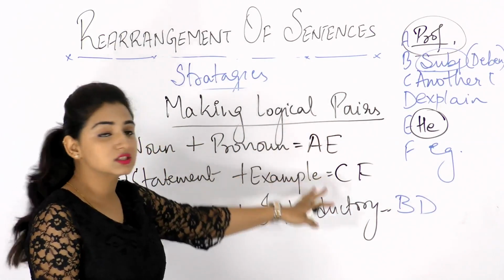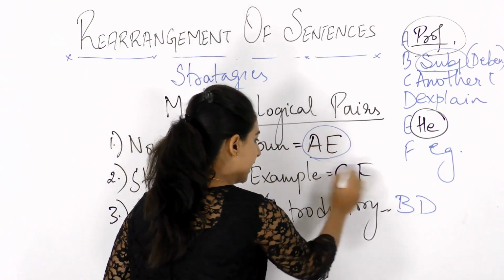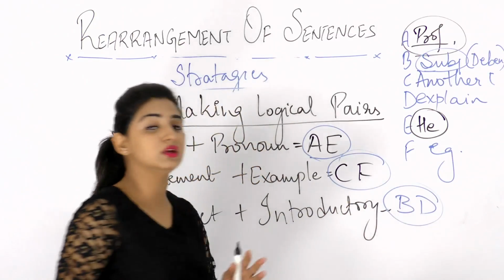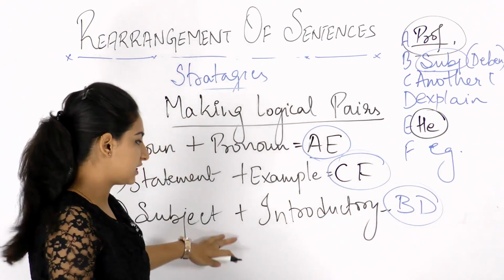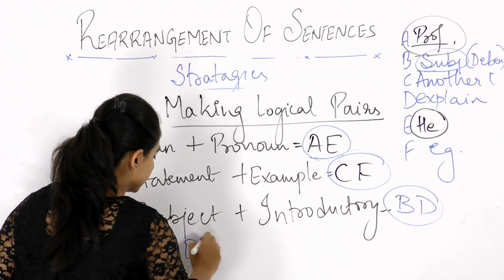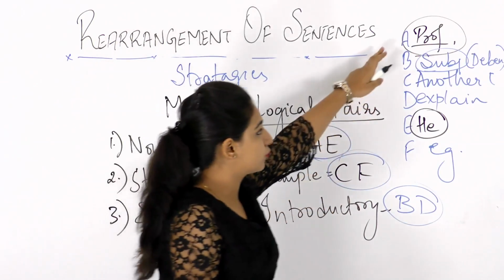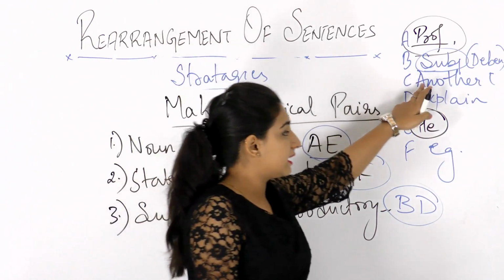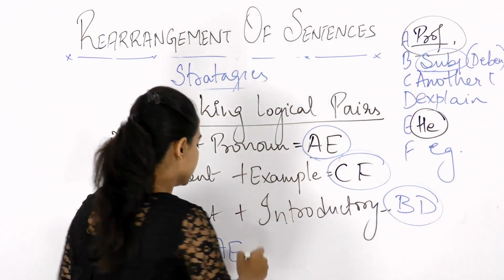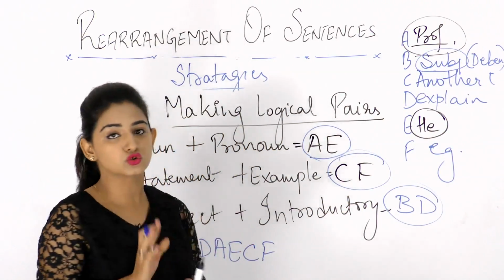Now you don't have to search for the first sentence. We have the pairs given over here and you need to place the pairs correctly. First thing that will come is the subject and its introductory part, that is B and D. After that, Professor 1, that is A and E, and after that another professor that is given in C and F. So this is how you solve it.